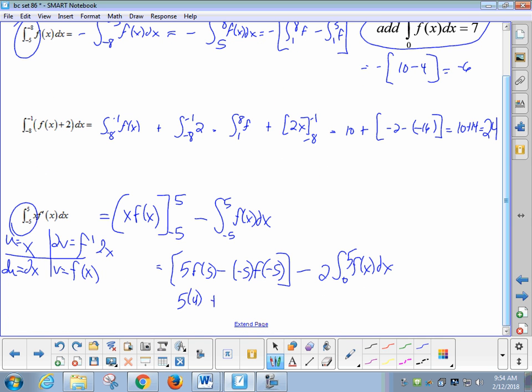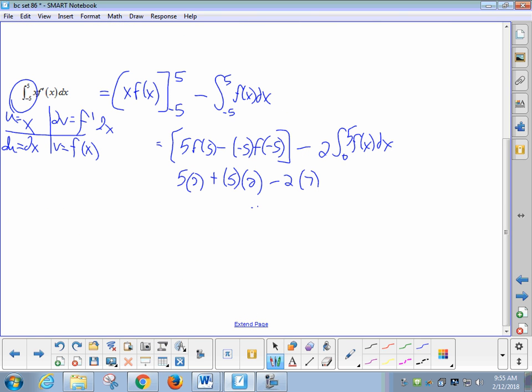That's all well and good. I'll change those signs to 5. What's f of negative 5? 2? F of 5 is, oh, I looked at the wrong thing. Thank you, 2. What about f of negative 5? 2. Why? Because it's even. Okay. And then minus 2, and the integral we set for 0 to 5 is 7. Win? So, 20 minus 14?